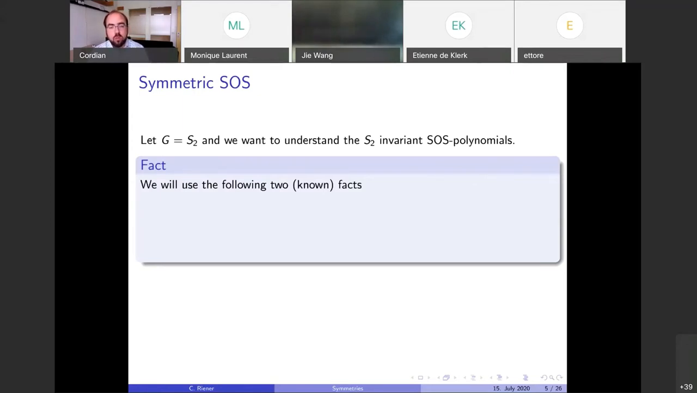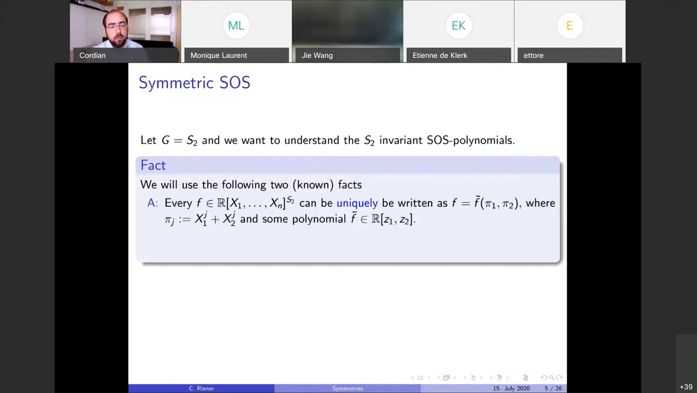Okay, and in order to arrive at a statement, we will actually be using only some known facts, some facts that you might have already seen. And if not, I invite you to think about them. The first one is, and this is a little awkward because we have n variables, but for S2 acting this should be only x1 and x2. So I have a polynomial in two variables that is invariant under the symmetric group. Then we know that it can be uniquely written as a polynomial f tilde in two polynomials pi1 and pi2, which are exactly the sums of powers of x1 and x2. Okay.